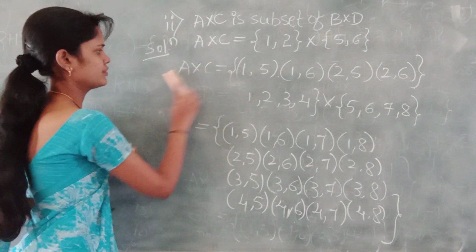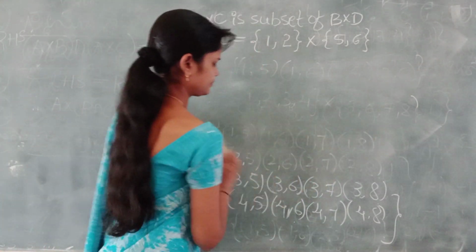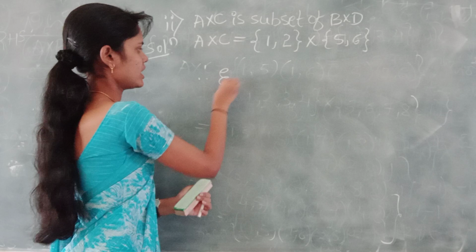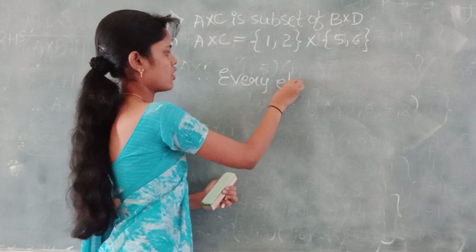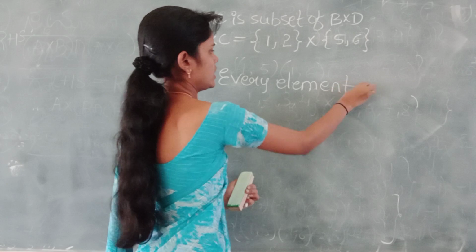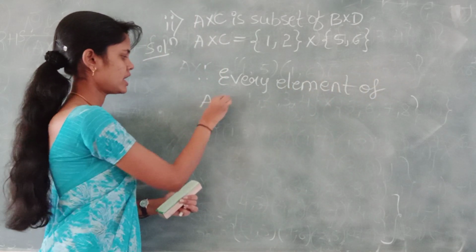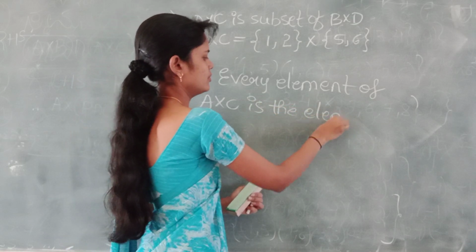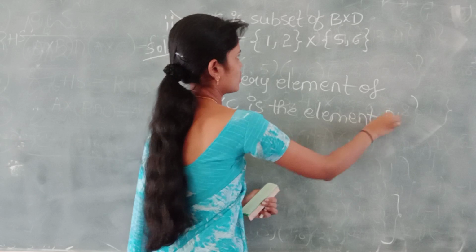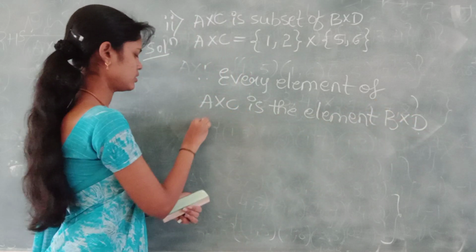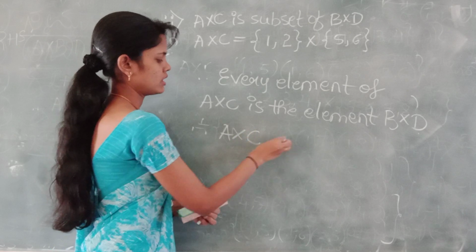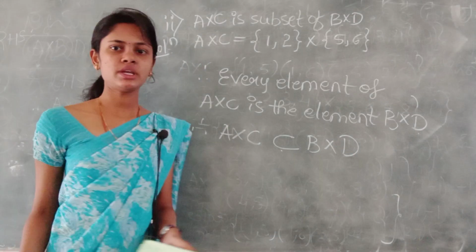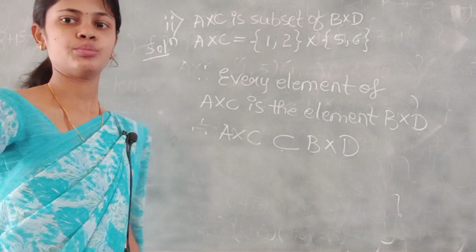Therefore, you have to write: every element of A cross C is an element of B cross D. Therefore, A cross C is a subset of B cross D. This is the solution for the given example.